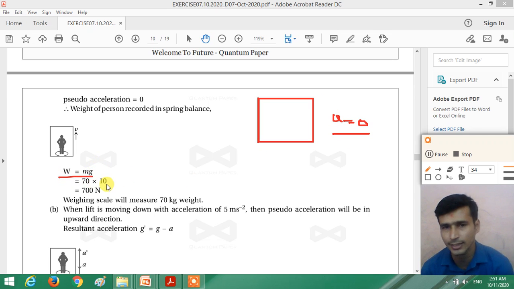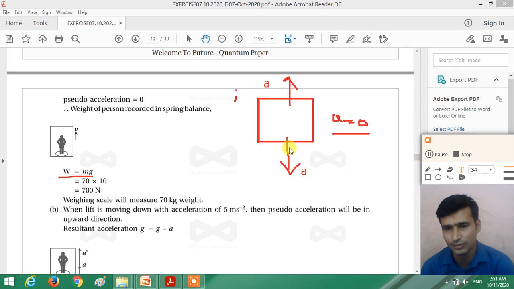Now let us take another situation when the lift is moving with some constant acceleration in the upward direction. Say the acceleration of the lift is a, right? The pseudo acceleration will be produced in the downward direction. Same amount of pseudo acceleration will be produced in the downward direction.